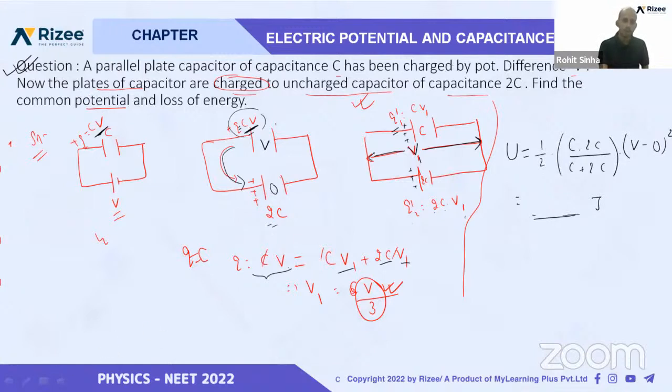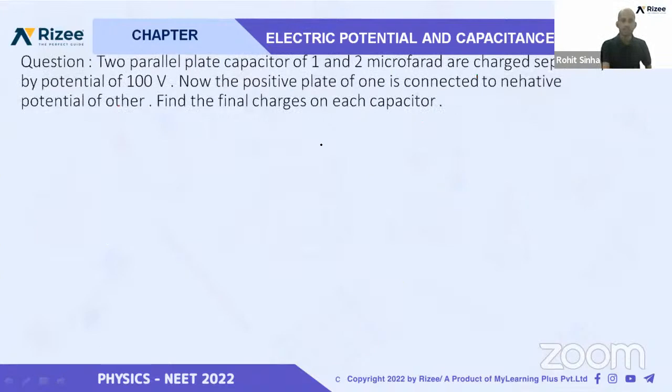Okay, now let's move further and see the next question. Try this question. I give you 30 seconds. Try this. You try this question. Answer came? Read this question. Anyone?